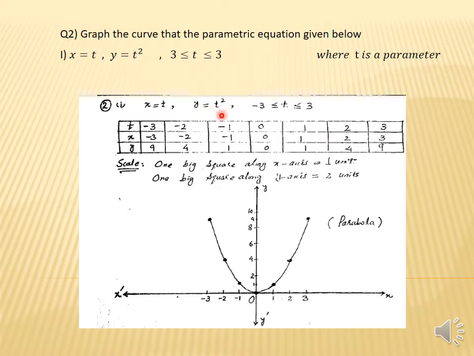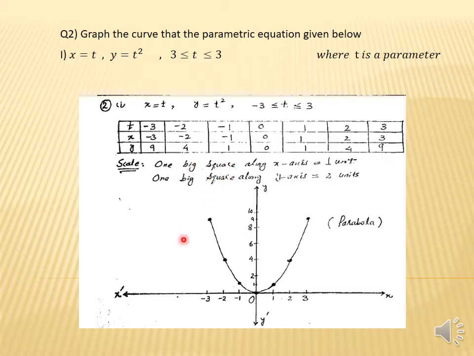But now student, for y equals t square, for example, if we put -3, then the square of -3 is 9. Similarly, put -2, then the square of -2 is 4. Then put -1, then 1. Then if we put 0, then 0. Then if we put 1, then it's 1. Then we put positive 2, then 2 square is 4. Similarly, 3 square is 9. Now you can plot the curve.